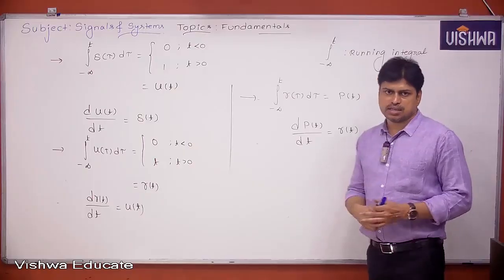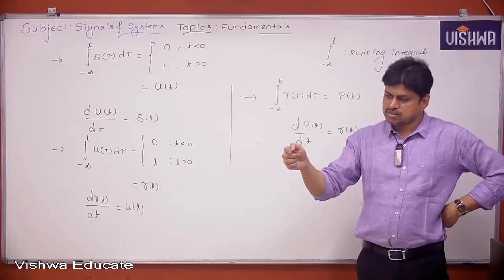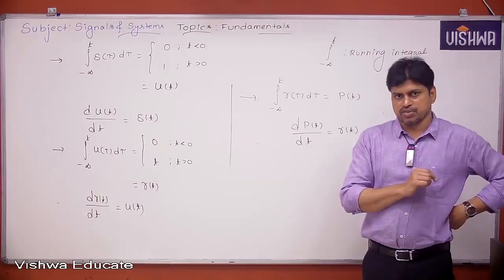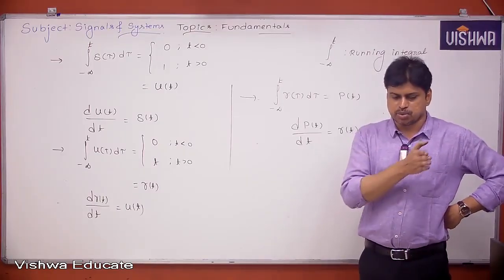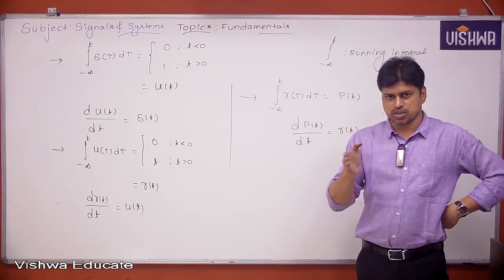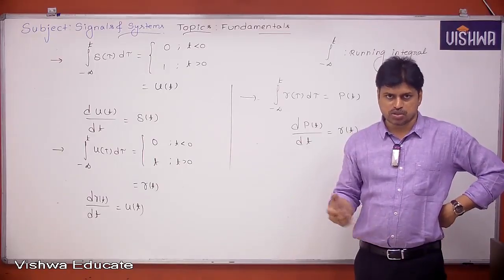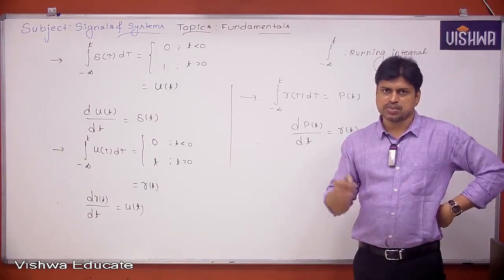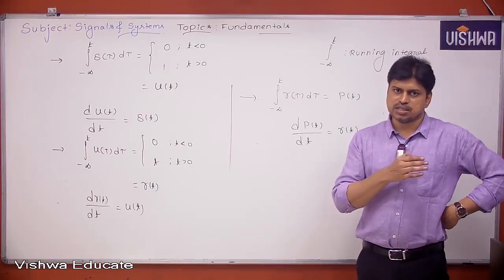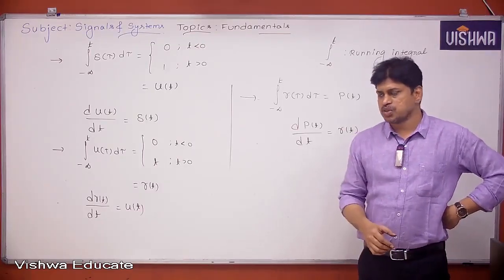So the sequence is: delta t, integration gives u of t, integration gives r of t, integration gives p of t. In differentiation, p of t differentiated gives r of t, r of t differentiated gives u of t, and again differentiating gives delta t. I hope you understood. So this is the sequence you have to remember: delta t, u of t, r of t, p of t. That is the integration sequence. Differentiation sequence: p of t, r of t, u of t, delta t. Okay, make a note.